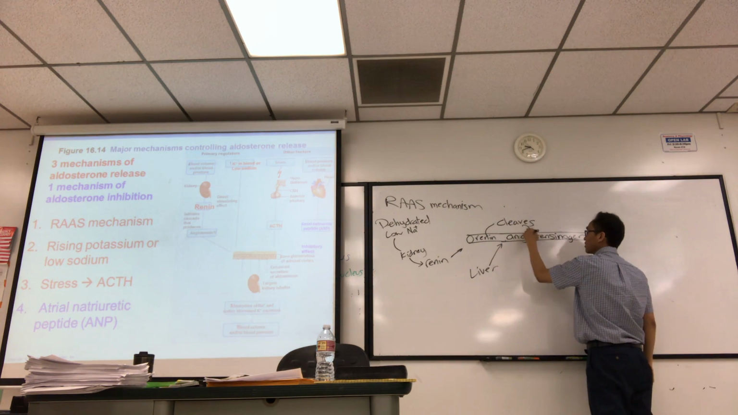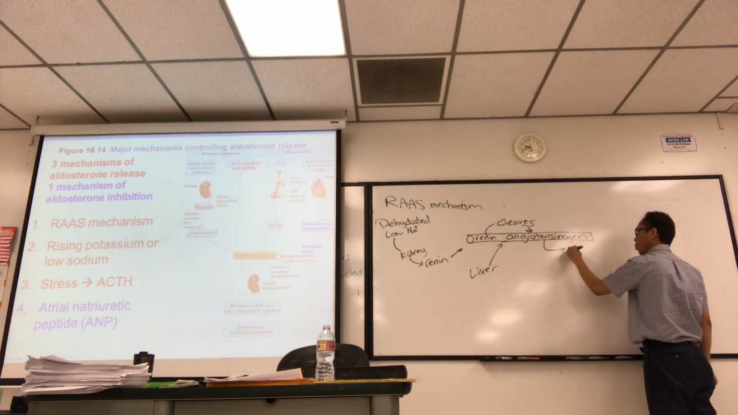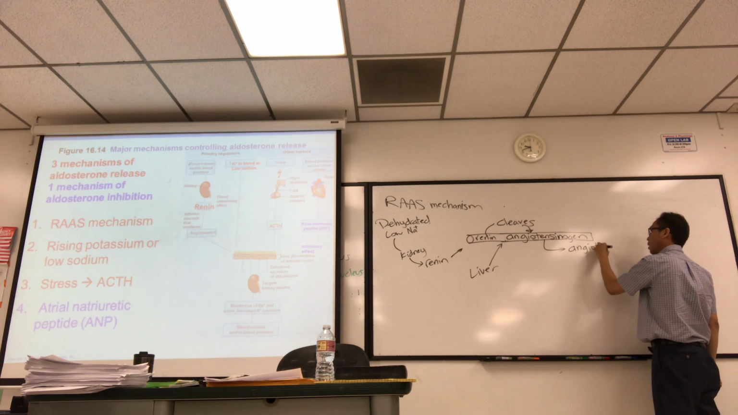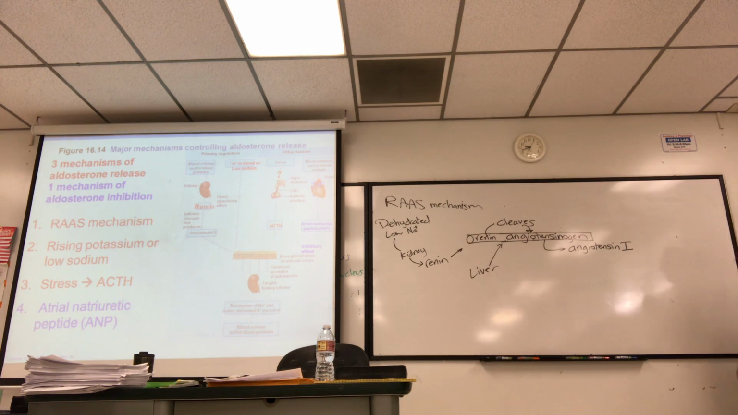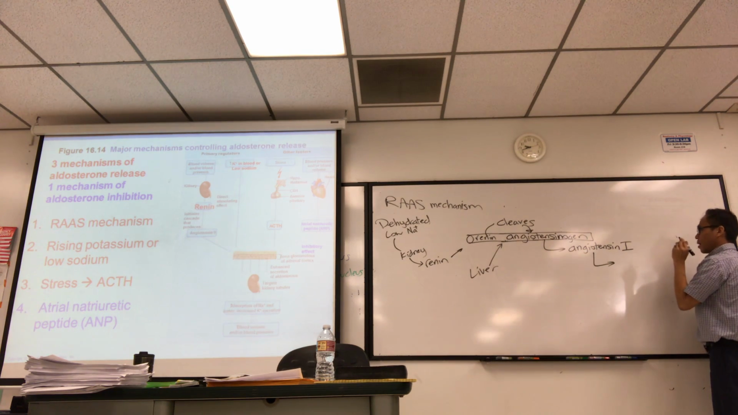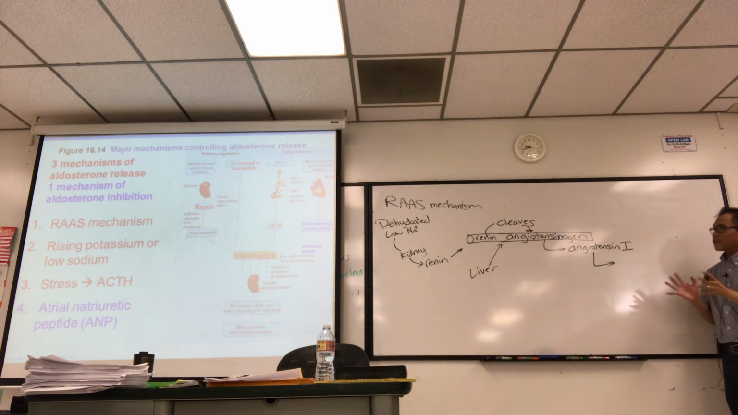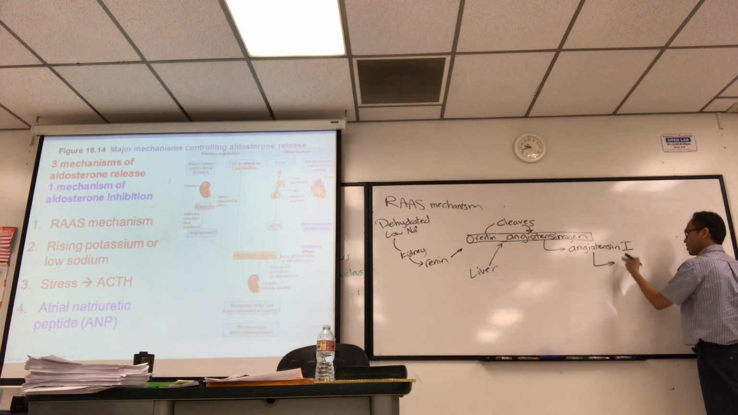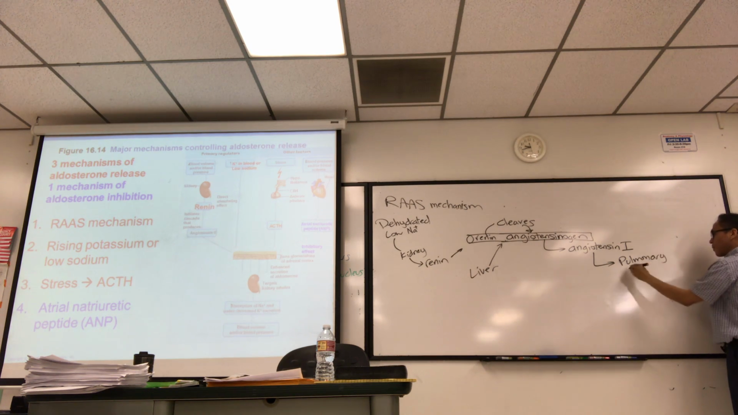So renin cleaves angiotensinogen into what we call angiotensin 1. Angiotensin 1 is also inactive. When it flows to the pulmonary capillaries, there's another enzyme that's a cleaver called ACE. Angiotensin 1 goes to, that's in your lungs, pulmonary capillaries.